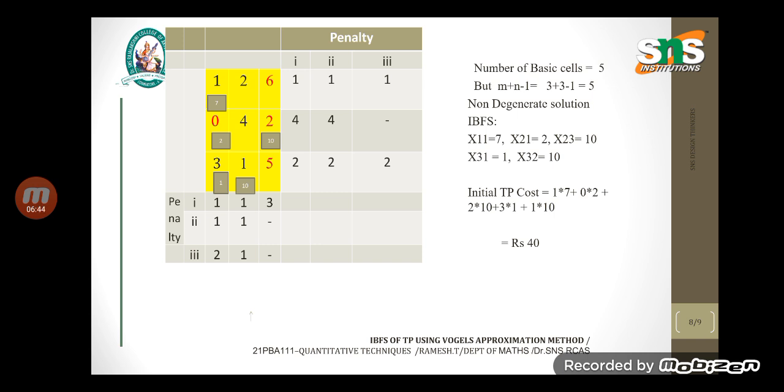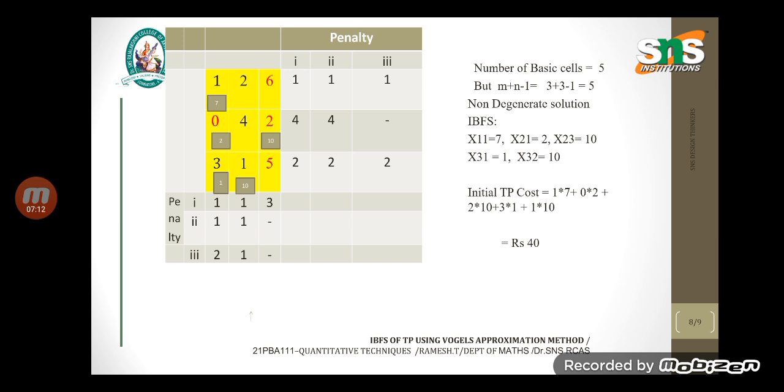After allocating all the cells, we count the number of basic cells. There are 5 basic cells, and the formula is m plus n minus 1, where m is the number of rows and n is the number of columns. Here we have 3 rows and 3 columns, so 3 plus 3 minus 1 is 5. The number of basic cells is 5 and the number of allocations m plus n minus 1 is also 5, therefore it is a non-degenerate solution.